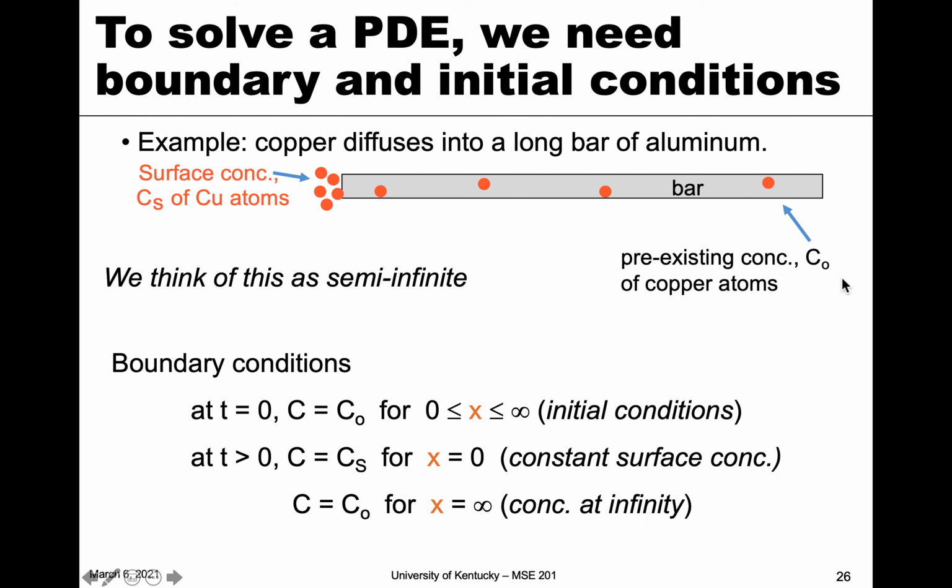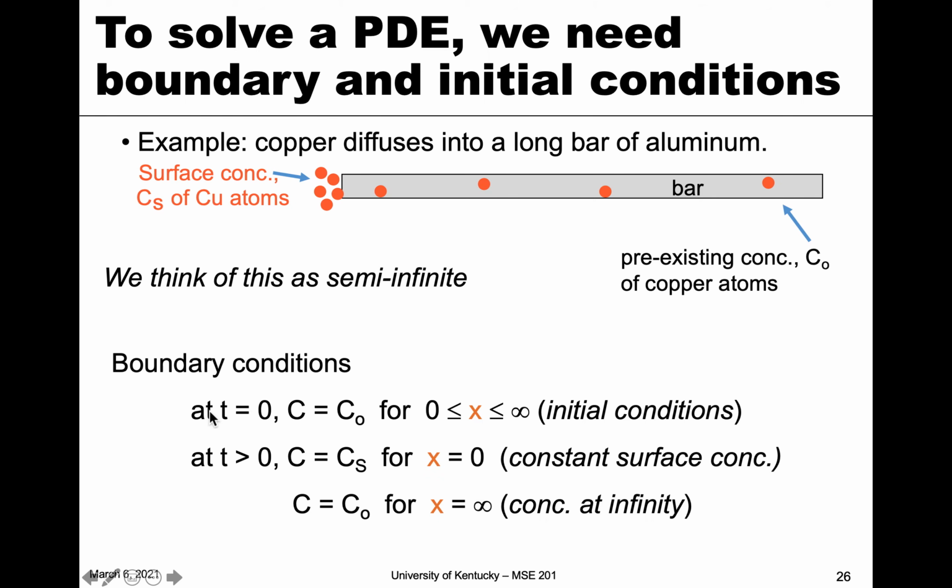So at some really far off point, you see no effect of the surface concentration. That's why we assume that it's infinitely long. And so then it just gets back to the original concentration of copper in aluminum, so C naught. So those are the conditions, right?